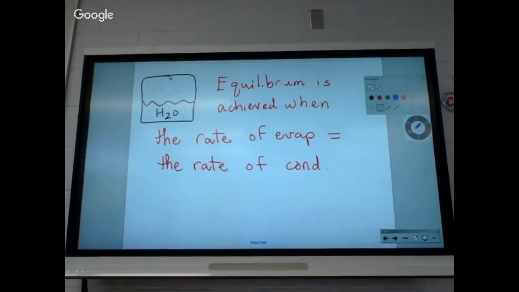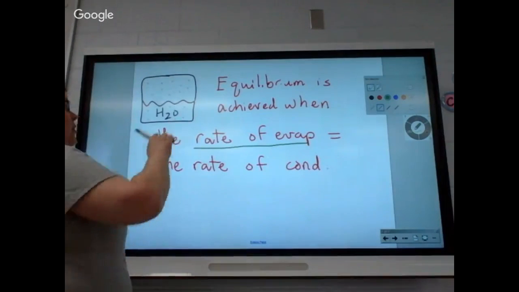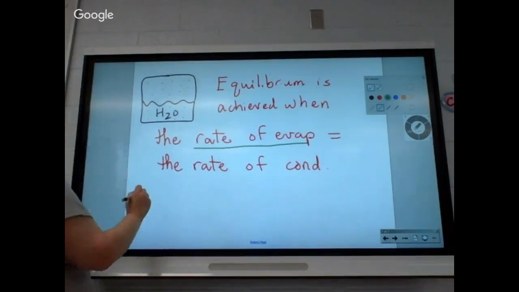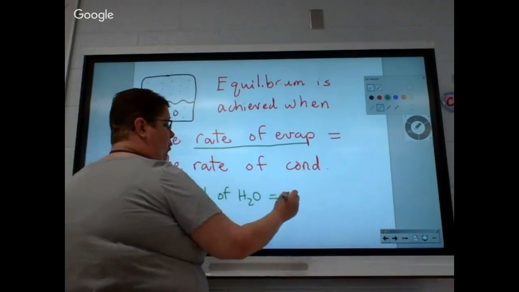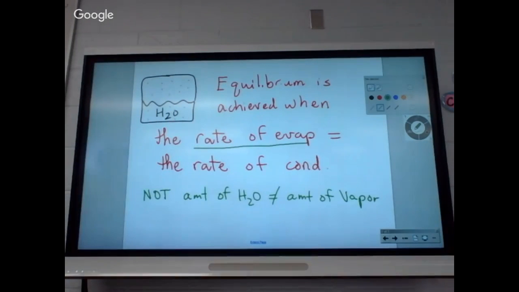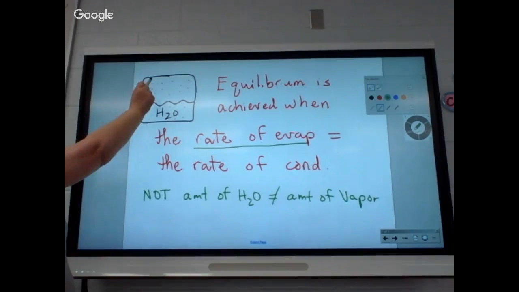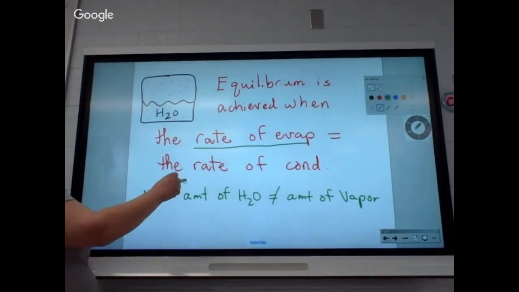Almost. Now, the thing to keep in mind about this is I said, what about evaporation and condensation? What's equal? The rates, okay? Now, when I said rate, this is the rate that these particles change into vapor, and the rate the vapor changes back into water. I did not say that the amount of water is equal to the amount of vapor. Okay? I did not say that. So you could have very little water and a whole bunch of gas, or you could have a whole bunch of gas and very little water. You could have any amount of water and gas. That's irrelevant. Okay? It's all about the rate of change.